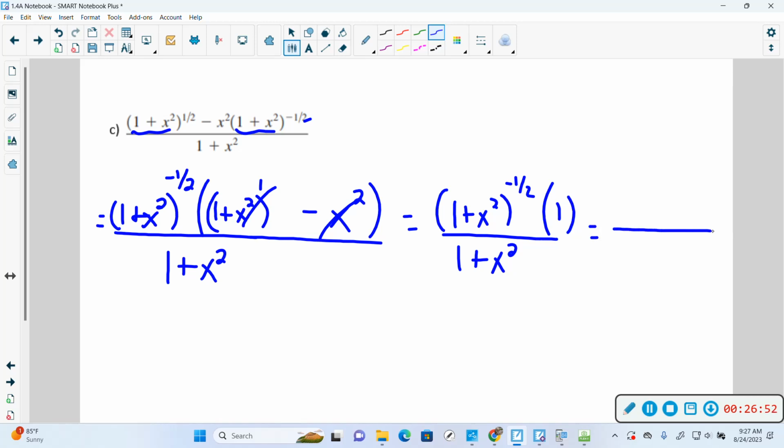Now, who cares about the 1, right? Let's say, thinking about your quiz tomorrow, it says in the directions, no negative exponents. Well, we can handle that. We're going to have to put this where? On the bottom. So that becomes a positive 1/2. And I'm going to just fill in this other 1 plus x squared.